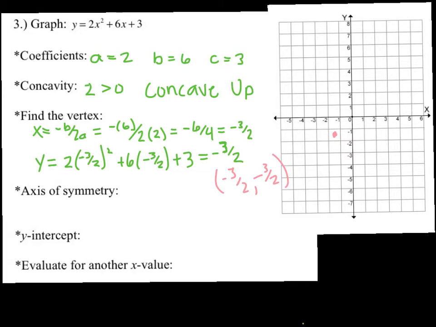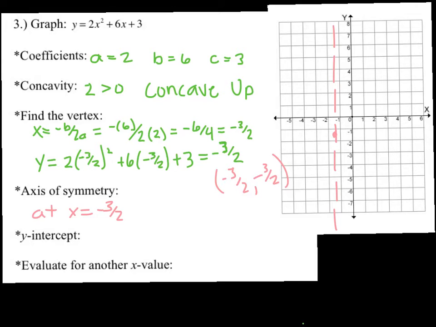So your axis of symmetry, guys, goes through that x value. So your axis of symmetry is at x equals negative 3/2. Like I said before, if you have the x value of your vertex, you know where your axis of symmetry is. It just goes through that value.